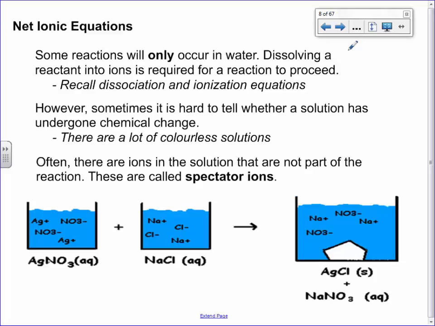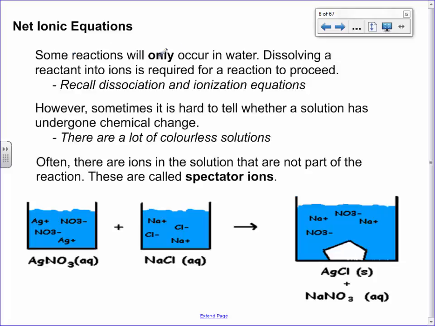Often when we write equations, like I've shown you over the last few times, we're given the everything equation. But sometimes we can narrow it down and make it a little bit smaller and make what's called a net ionic equation. Okay. Let me start with my slides here.